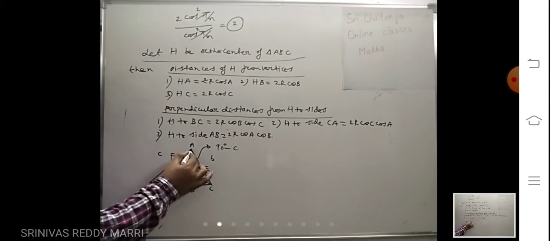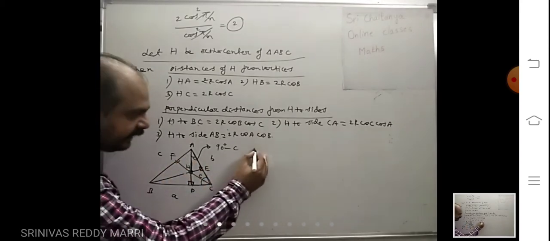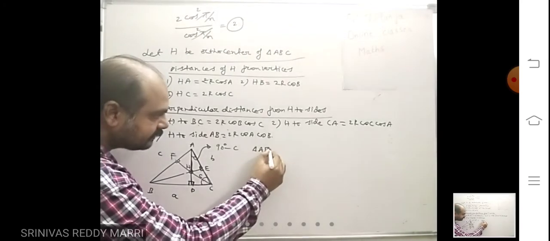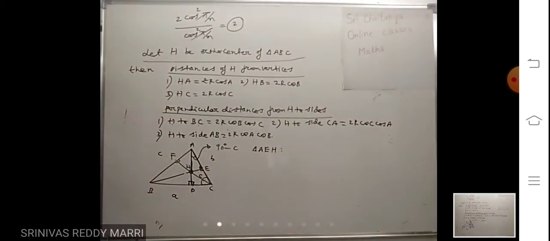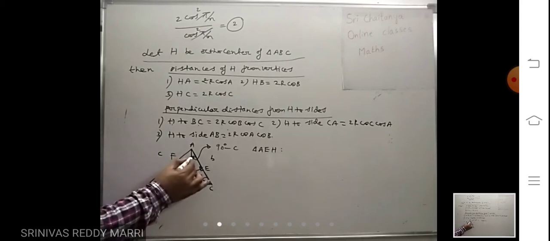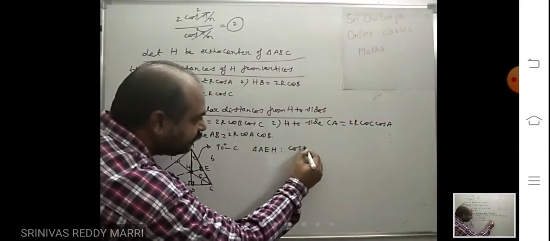Now I am taking the triangle AEH. This is a right angle triangle. I have taken triangle AEH. For this, I am writing cos of this angle, cos of 90 minus C.